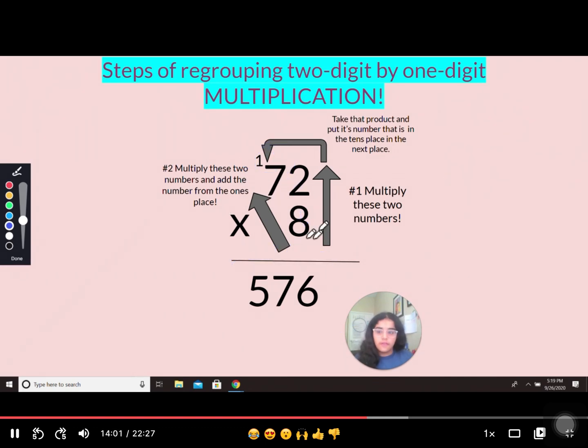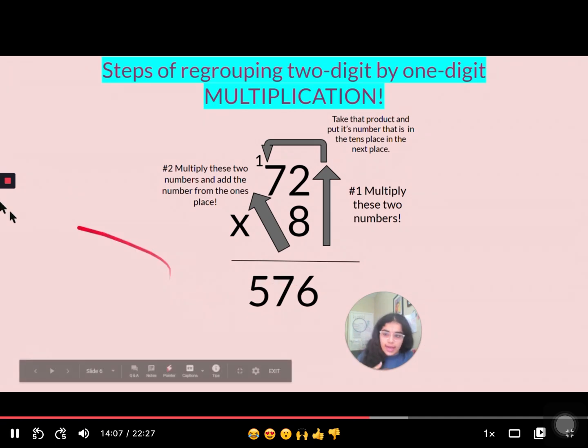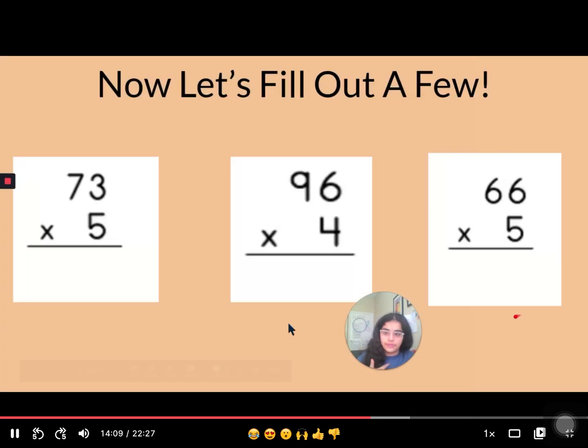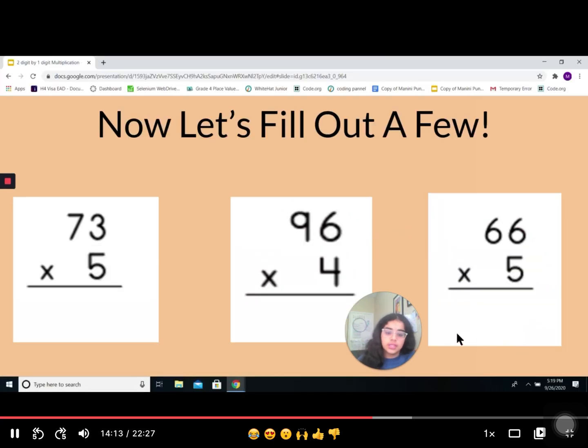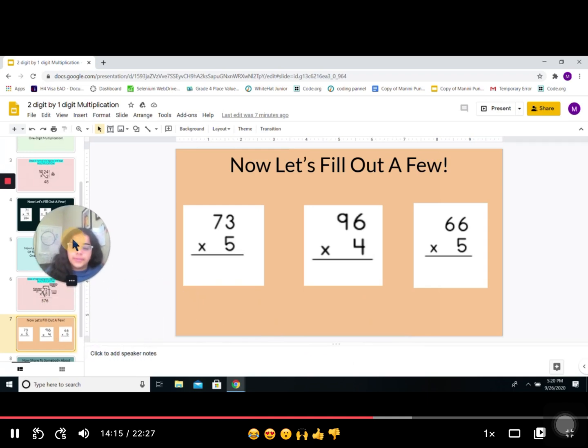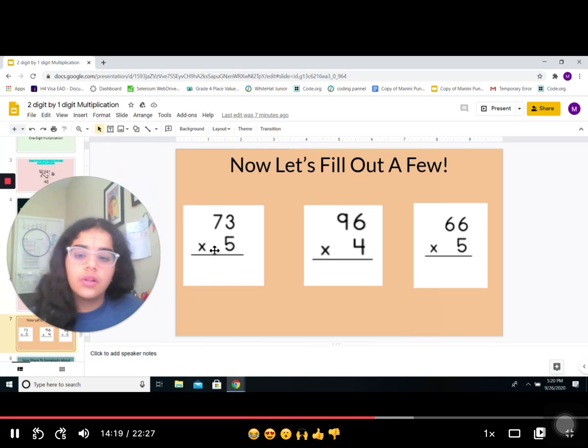So let's just fill out a few, and I'm going to show you guys the notes that Cushy took that helped her after we go ahead and fill out these few. I'm going to do the same thing as Cushy did to make myself bigger and get out of that screen, okay? So let's get started.